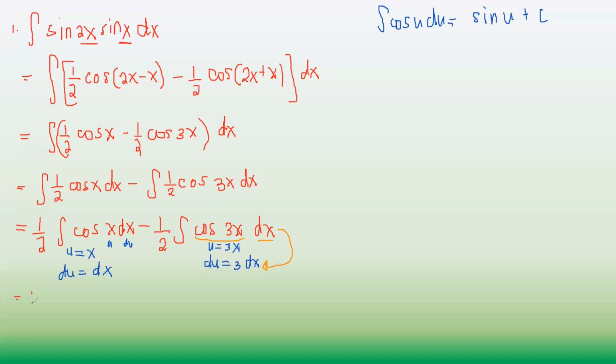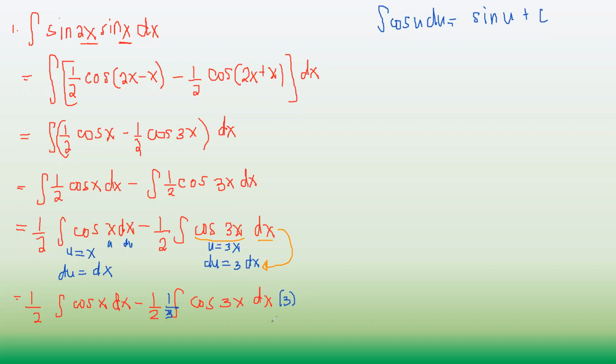Then we will have 1/2. This one is okay, we just rewrite it since it is already equal to cosine u du. Minus 1/2 integral of cosine 3x. So that is dx, because it should be 3 dx. So we are going to multiply by 3. To make it 3 dx, we take out 1/3 in exchange for the 3.